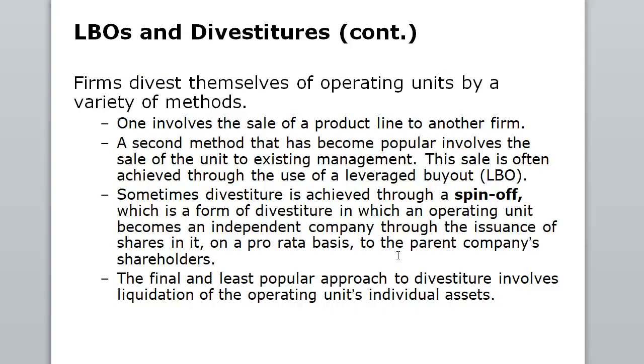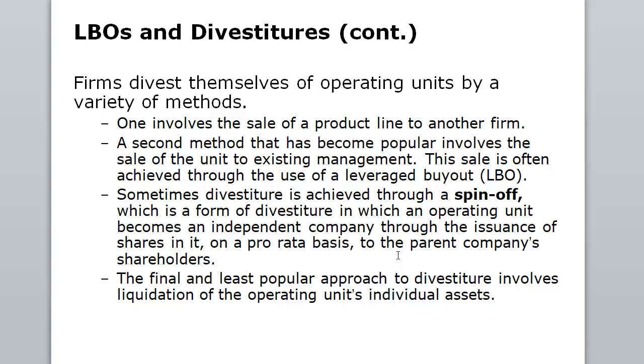Okay, so a firm divests itself of operating units by a variety of different methods. One involves the sale of a product line from one firm to another. So if it's a particular product line that no longer fits your needs, you can sell it to a different company who has more of a strategic interest in taking over that product line. A second method that has become popular is the sale of a unit to existing management.